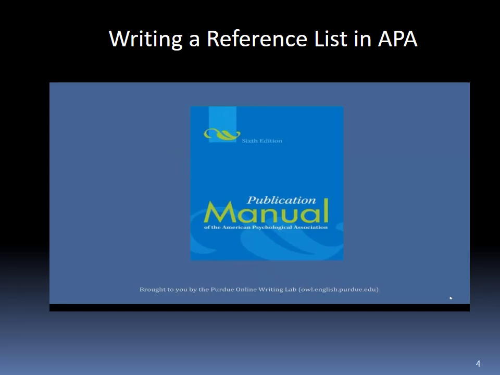This vidcast takes you through how to format a list of works cited following APA style. We will use the 6th edition of the APA manual. Your instructor may have different guidelines for you to follow. Always follow your instructor's guidelines.